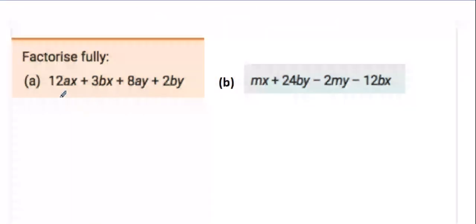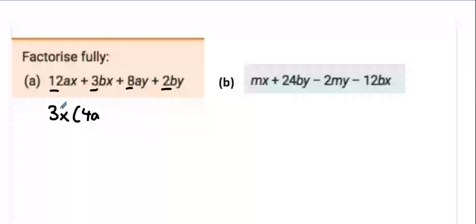All right, guys, first one. Look at the pattern. 12 is 4 times bigger than 3. 8 is 4 times bigger than 2. I think this will work nicely. Take out 3, because 3 divides into 12, 3 and 12. Take out the x as well. And you should be left over with 4a.